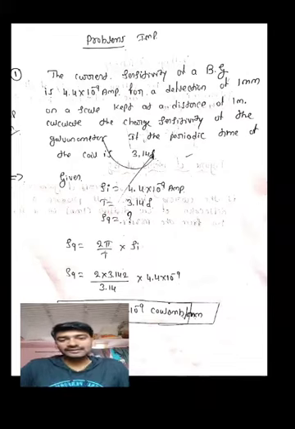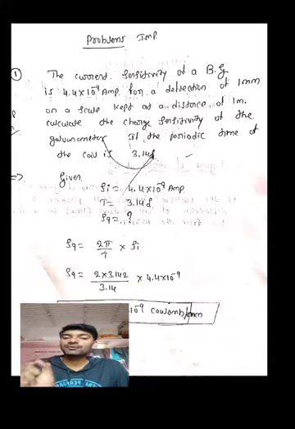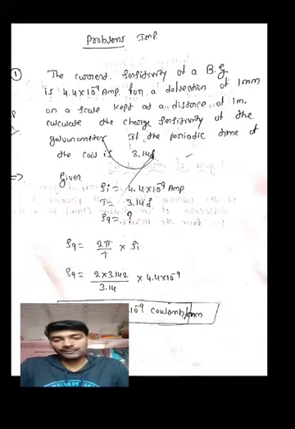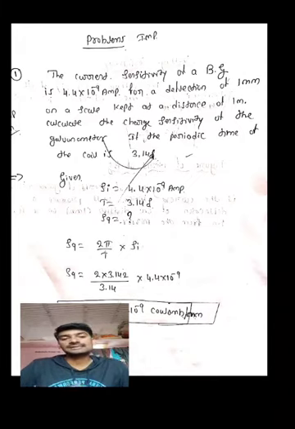Here they have given SI, the current sensitivity of the ballistic galvanometer, that is SI equal to 4.4 into 10 raised to minus 9 ampere. The next one, T equal to 3.14 second. They have asked us to calculate the charge sensitivity, that is SQ equal to, we are finding that one. We know the formula.